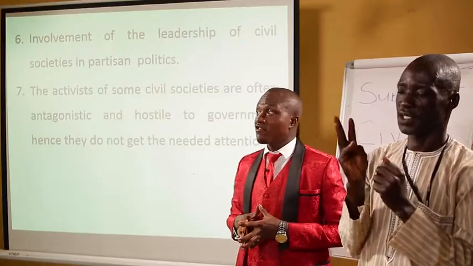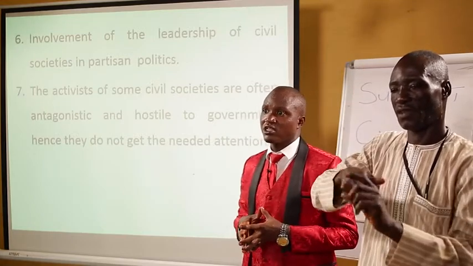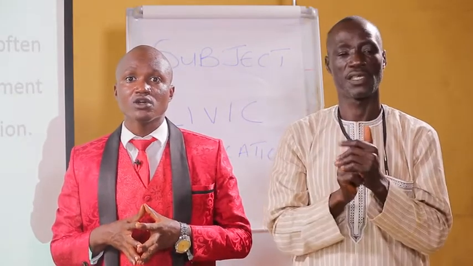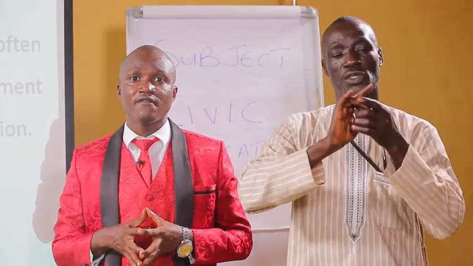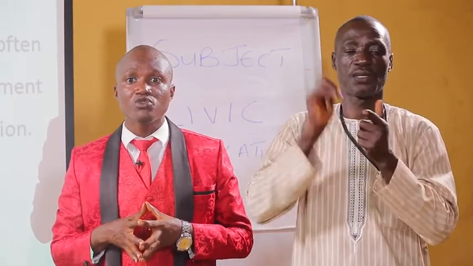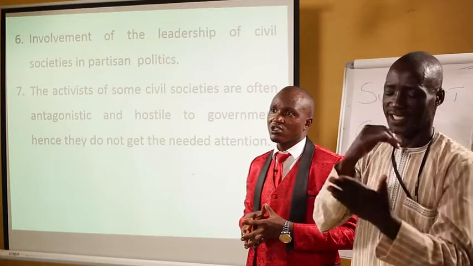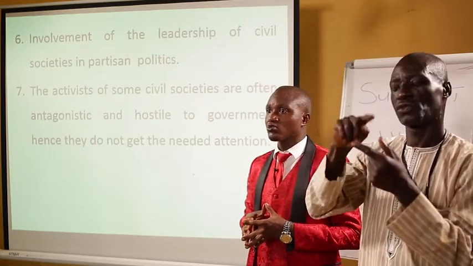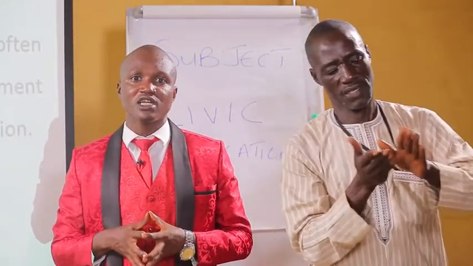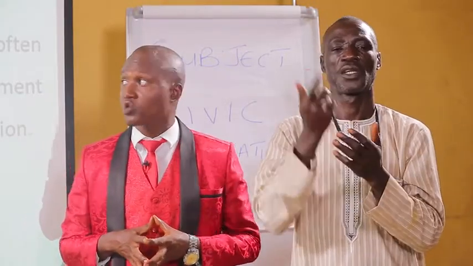Number six, involvement of the leadership of civil societies in partisan politics. Some of them believe that joining political parties and involving themselves in politics will make them rich or get money to sponsor the civil society organization that they belong to. And so a lot of them have deviated from their main aims and objectives. Most civil societies have now become political in nature.